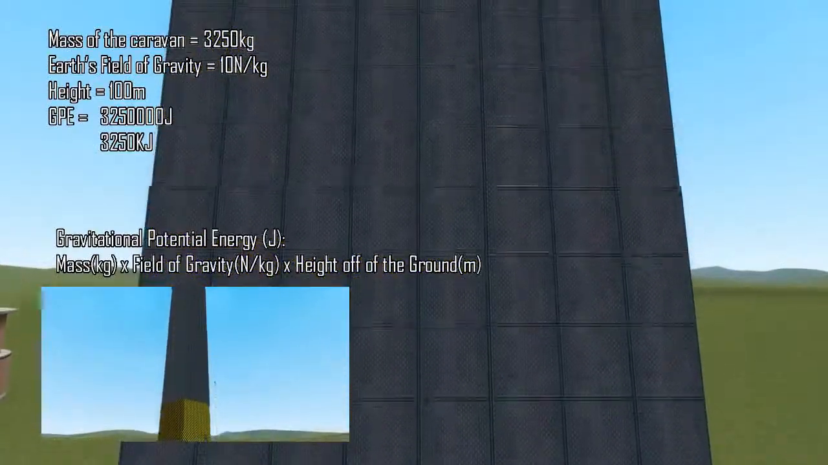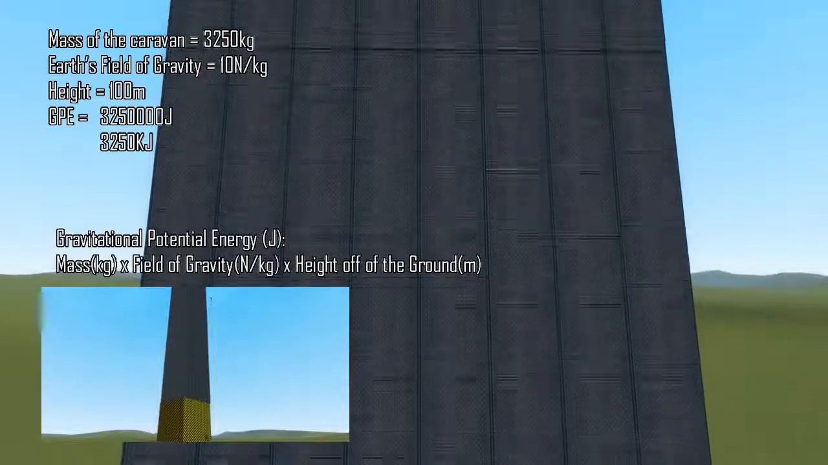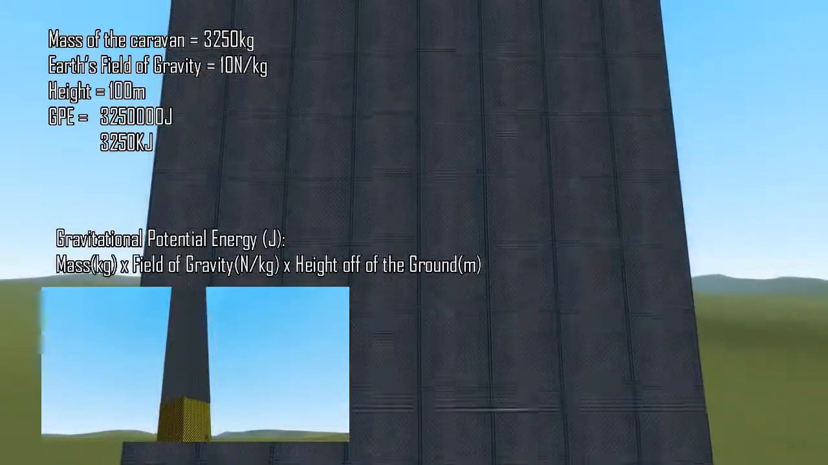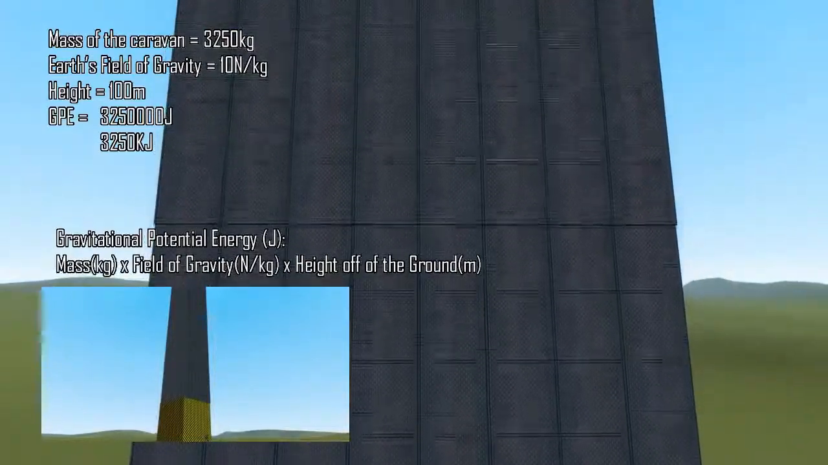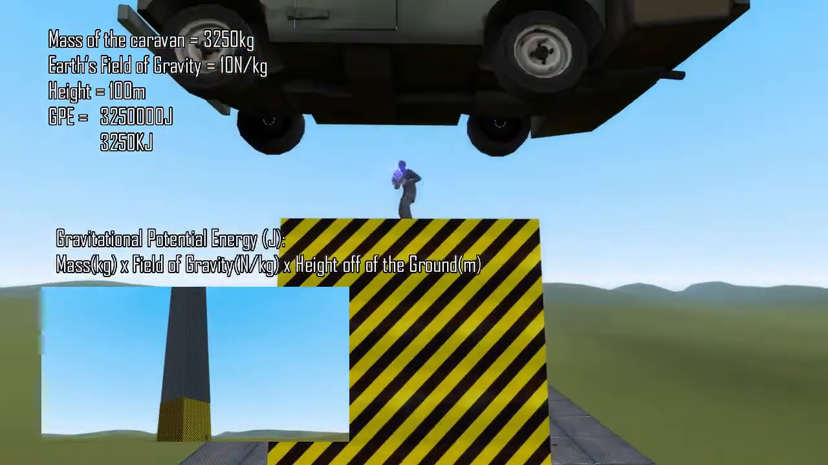Finally, we're going to drop a caravan on David from a height of 100 meters. The caravan has a mass of 3,250 kilos, so the resulting gravitational potential energy will be 3,250 kilojoules.